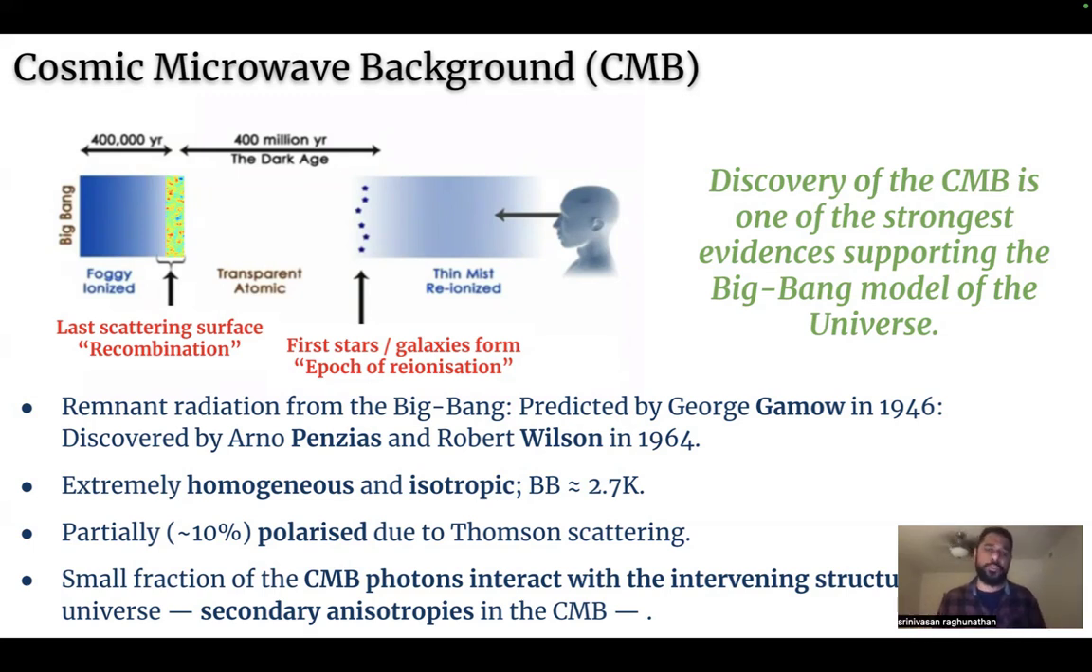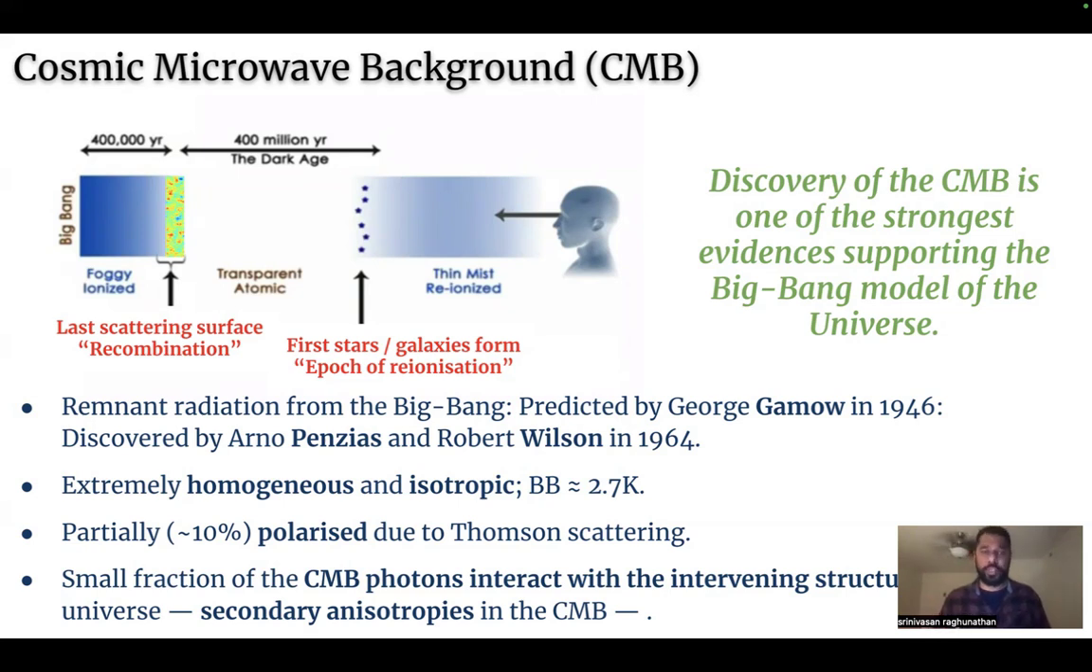So what is the CMB? It is basically the remnant radiation from the Big Bang, predicted in the 1940s and accidentally discovered 20 years later by Penzias and Wilson. It is an extremely homogeneous and isotropic radiation, meaning it looks pretty much the same statistically in any direction that we look. And it has a black body spectrum peaking at around 2.7 Kelvin.